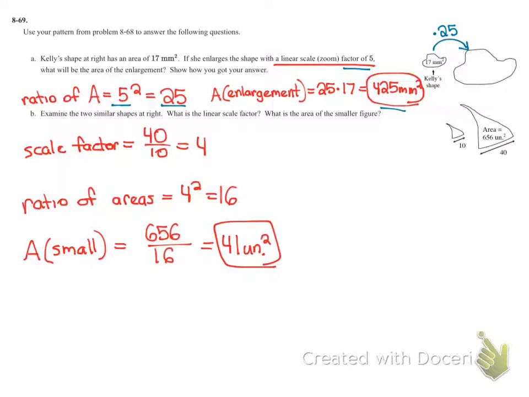Okay, so we're not multiplying by 5 because 5 is comparing the side lengths. That's why it uses that word linear. It's just comparing the sides, so we have to square that in order to compare the area.